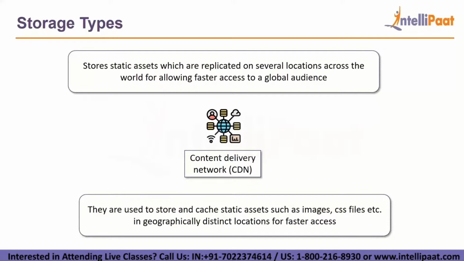In order to overcome this, these servers are configured in such a way that they access these static resources from the nearest servers available. These nearest servers are also called edge locations, which are referred to as content delivery networks. Many of the servers are spread across the world. So one may be in the US, one may be in Africa, one may be in Europe, one may be in Asia, one may be in China, one may be in India. Depending on where you are accessing it from, the nearest server is asked to fetch the resources so that it's delivered to you at a much greater speed. They are used to store and cache static assets such as images, CSS files, etc. in geographically distinct locations for faster access.